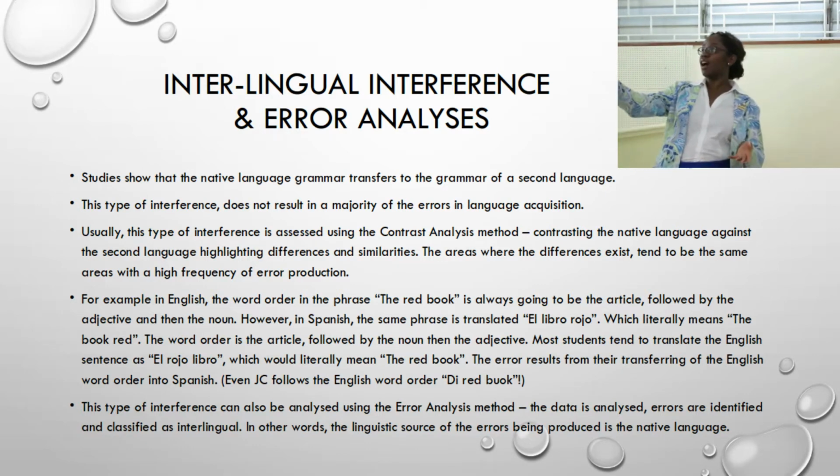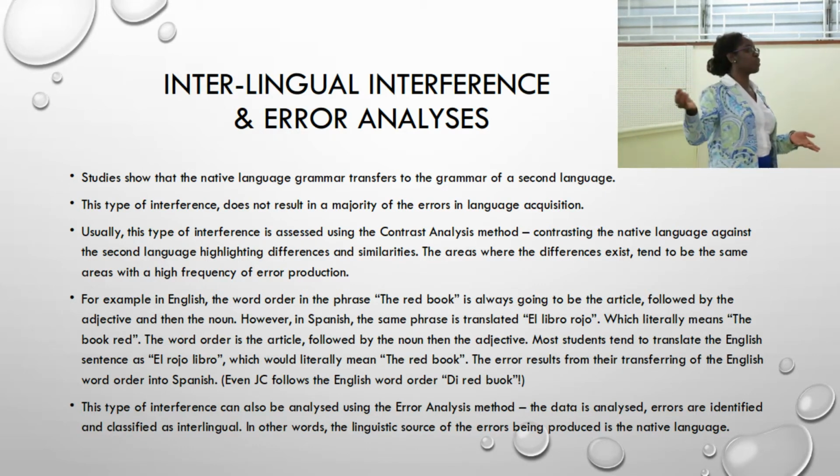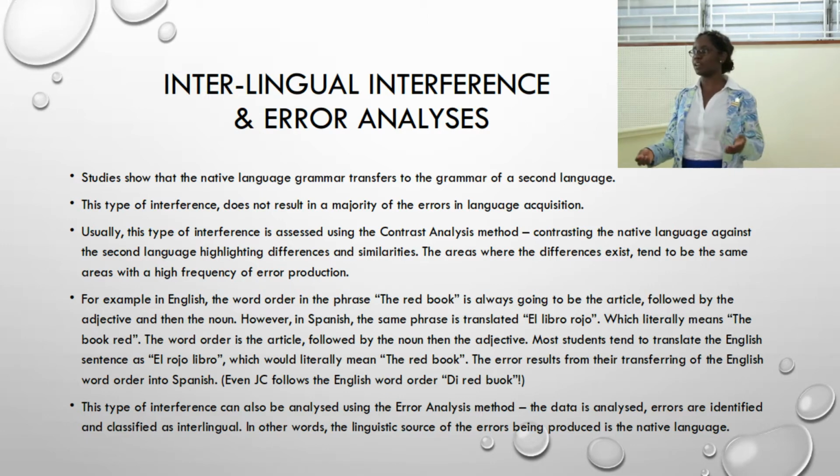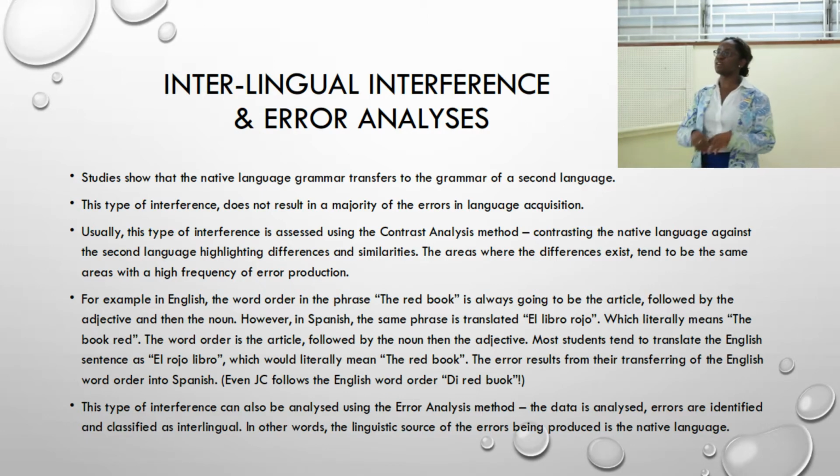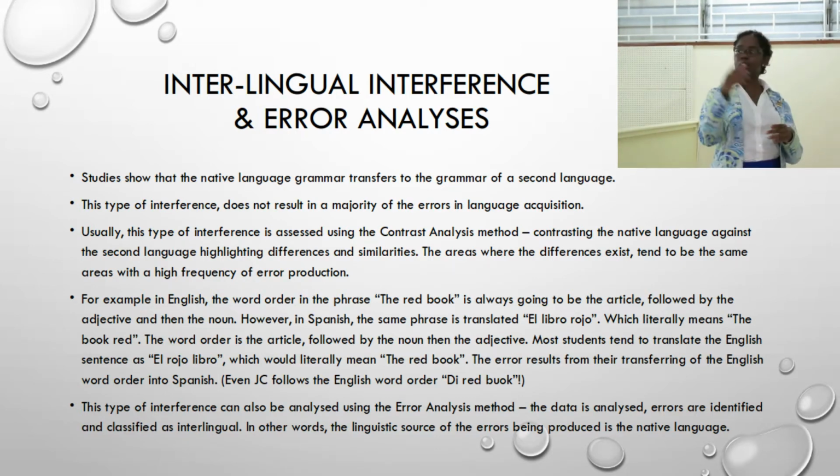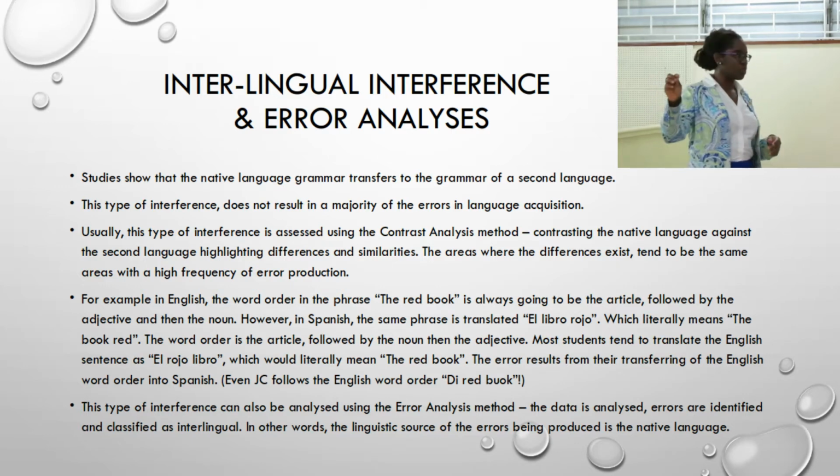And oddly enough, the Jamaican Creole word order is the same as English, the red book, right? It's still the article, followed by the adjective, followed by the noun. So this type of interference can also be analyzed using the error analysis method. And that is where we collect data, we categorize the errors, we classify them, and then we look at their source, their linguistic source. And in this case, the source would be the native language grammar, the structure of that language.